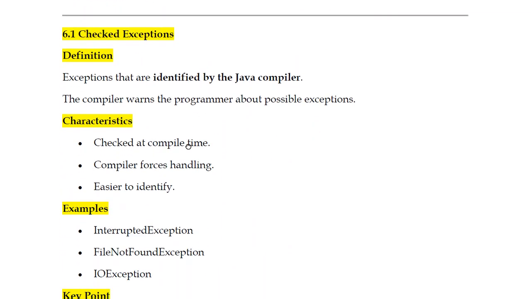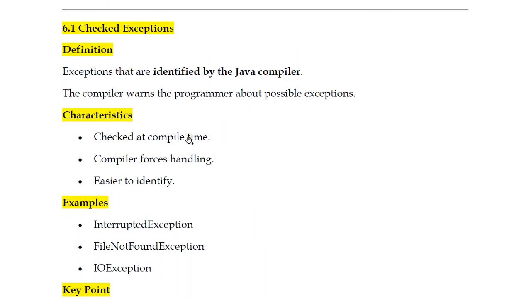So what is a checked exception? This is an important interview question, and many beginners make mistakes, so try to understand it clearly now. A checked exception means exceptions that are identified by the Java compiler. The compiler warns the programmer about a possible exception: this exception may occur. So the Java compiler itself warns the programmer.